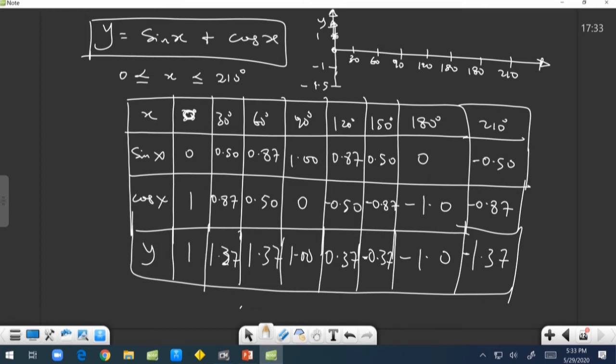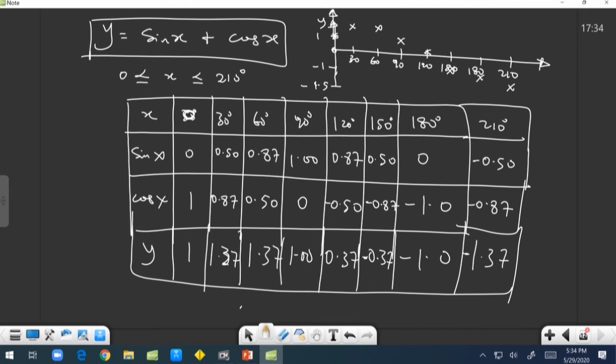And 30 to 1.37, then 60 to 1.37 again, so it's repeated, 90 to 1. So it comes back to this point. 120 to 0.37, so it goes down. Then 150 to minus 0.37, so it goes negative. 180 to minus 1, so we have something around there. And 210 to minus 1.37, so it comes down further.